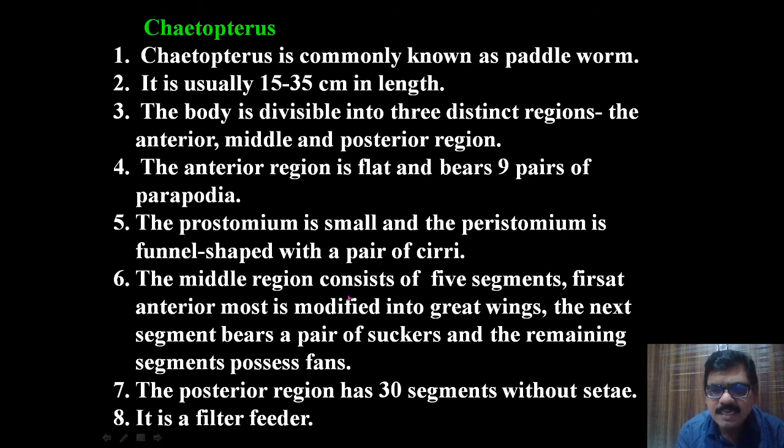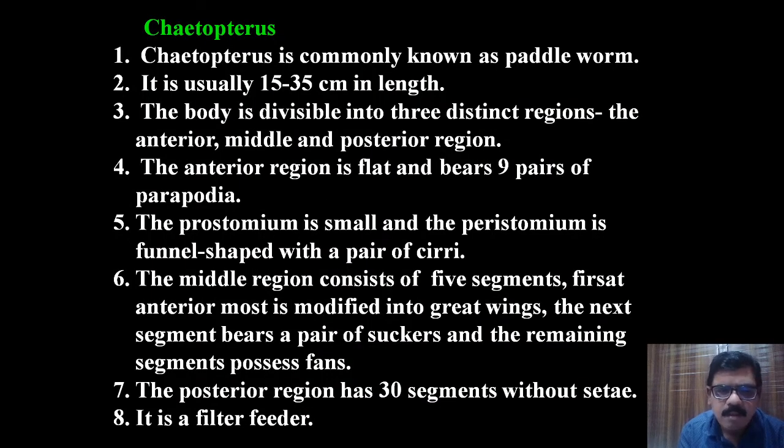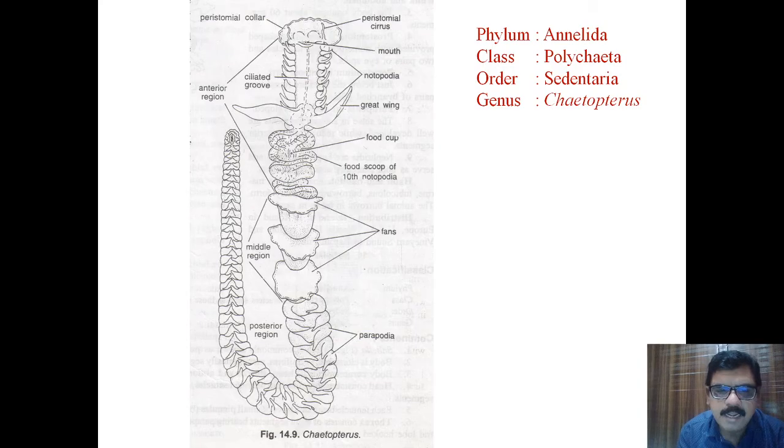Then the middle region has 5 segments. The anterior-most, the first segment, is modified into these great wings. The next segment bears a pair of suckers, and the remaining segments possess the fans. These are the suckers and these are the fans.